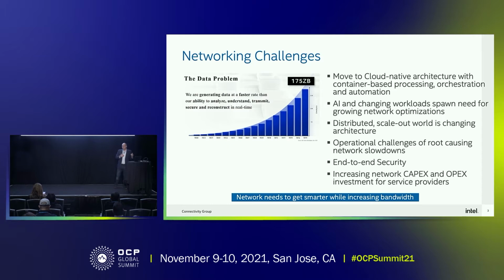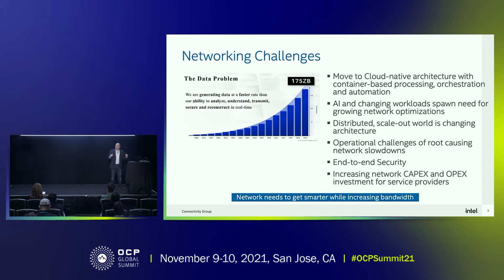I mean, the workloads are phenomenal and they're real. But it's more than just that, right? There's an additional set of challenges. The move to cloud native architectures, container-based processing, automation, orchestration, and the advent of microservices, moving software applications from monolithic to distributed, has a big impact on the network. AI has a huge impact on the network, not just in the amount of data being produced, but the types of data and the types and the latency required for that data.